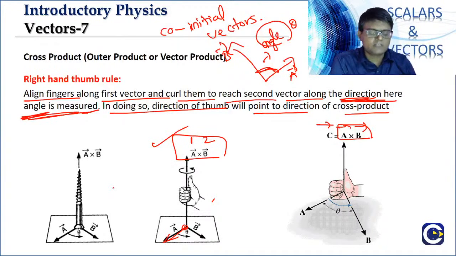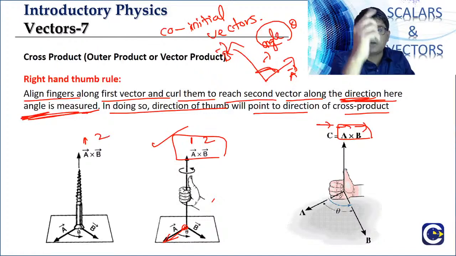A bar is our first vector and B bar is the second vector. Rotate the screw from A bar to B bar with your right hand. The screw will propagate, which means the screw will either go up or go down.